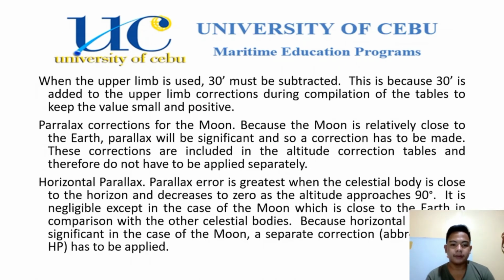When the upper limb is used, 30 minutes must be subtracted. This is because 30 minutes is added to the upper limb correction during the compilation of the tables to keep the value small and positive.